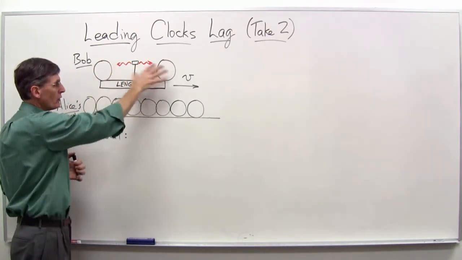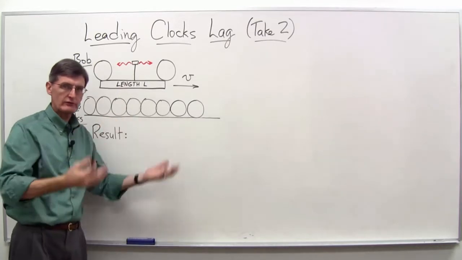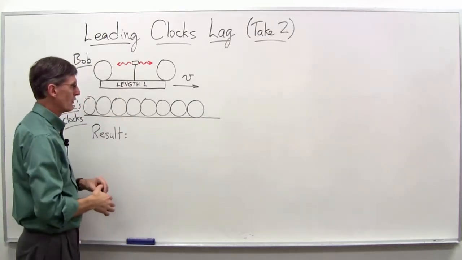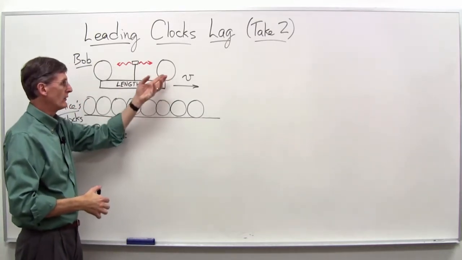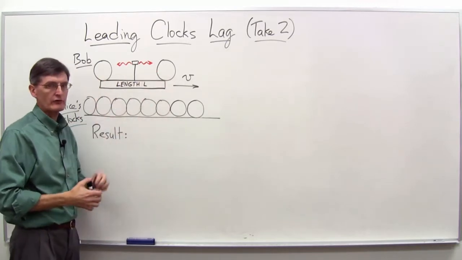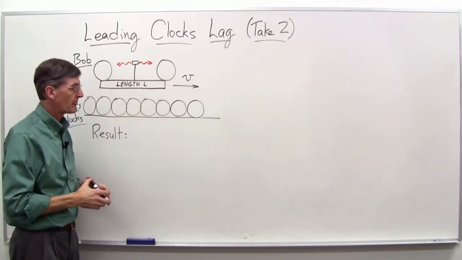And therefore, when the light beams hit each clock, they trigger a flash photo, take the picture, and therefore he sees both clocks as having the same time.